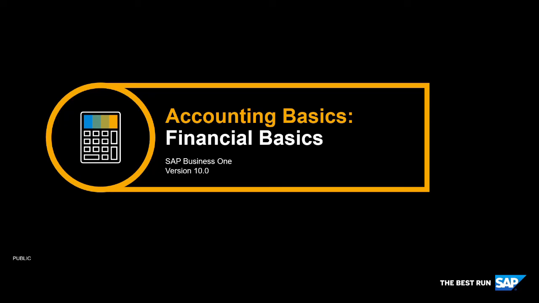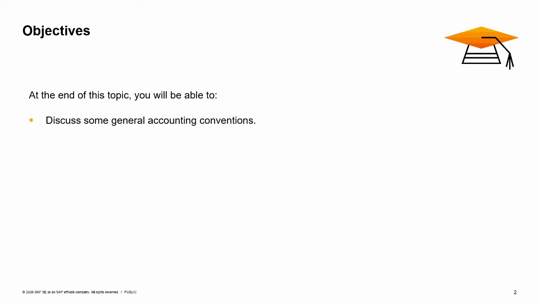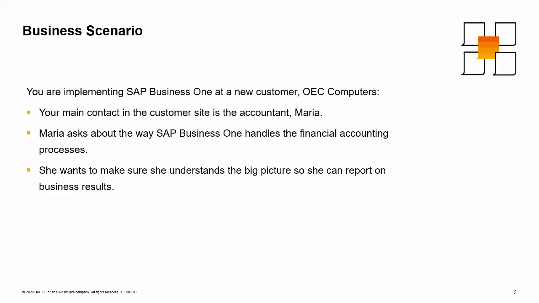Welcome to the Financial Basics topic. In this topic, we will cover some general accounting conventions and give examples of the automatic journal entries that are created during the sales processes.